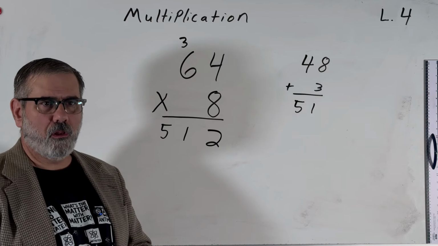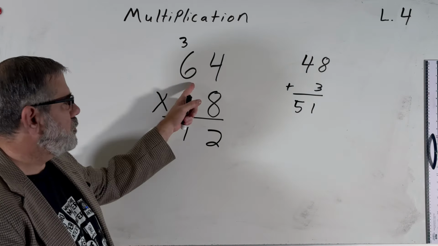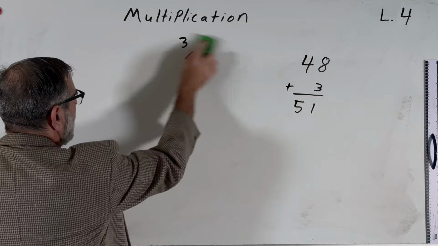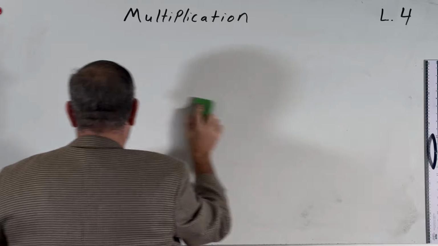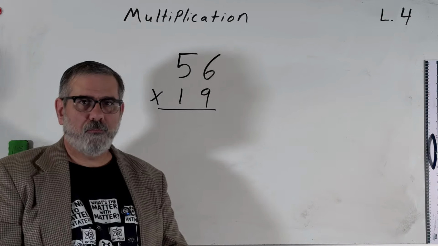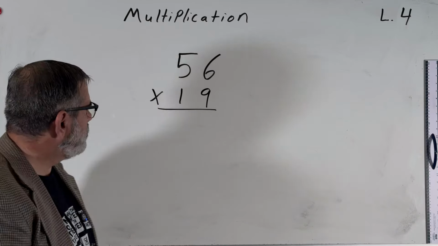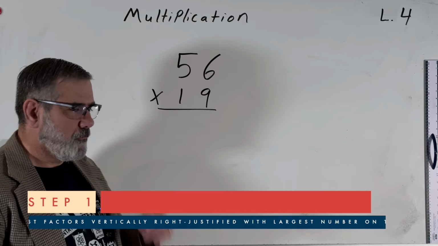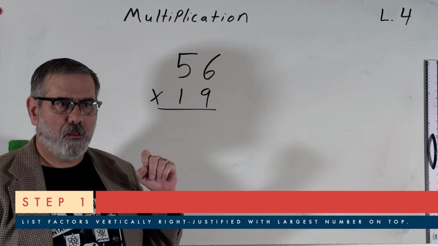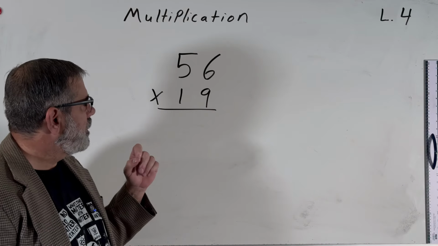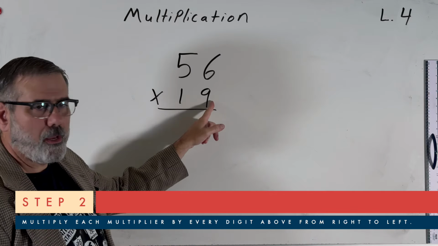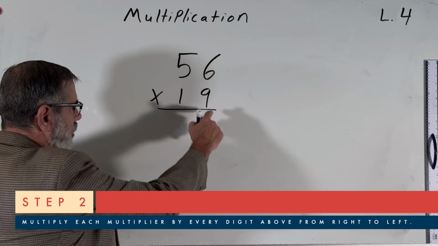But now let's try something a little more challenging and do a 2-digit number times another 2-digit number. 56 times 19. So again, we line everything up vertically as we did before, and we're going to start with the 9 because, like I said, pen and paper arithmetic is usually done right to left. And so we're going to start on the right with the 9. And we'll proceed just as before.